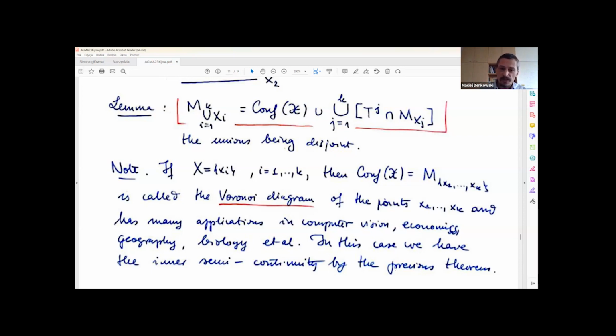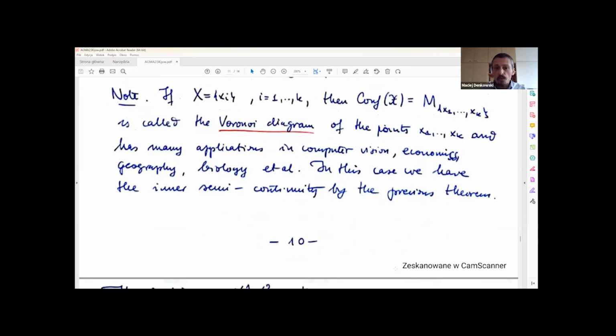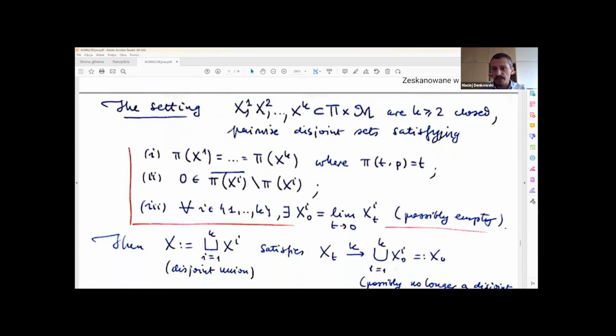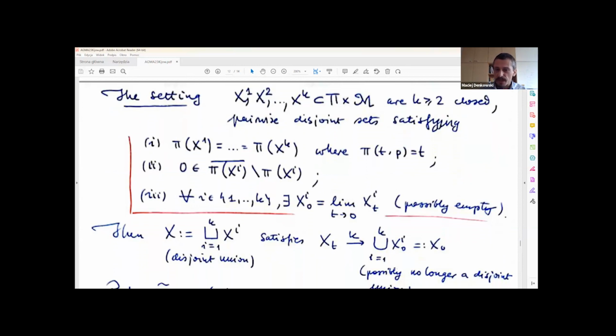Voronoi was actually a Ukrainian mathematician who was a professor at the Warsaw University in the 19th century. It's a notion that has really some nice applications, not only in computer vision, but also in biology, geography, this kind of things. And of course, for the Voronoi diagrams, we have the inner semi-continuity by the previous result, while for the general conflict sets, we have to actually prepare something.